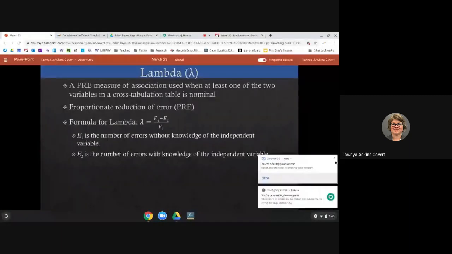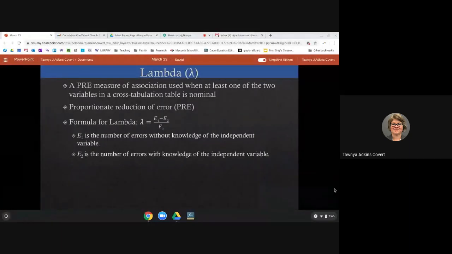Okay, we're back and we're ready to start talking about Lambda. And Lambda is a PRE measure, a proportional reduction of error measure. And it can be used when at least one of the two variables in the crosstab table is nominal, which means that if one of them is ordinal, you can still use it. And that makes it a pretty powerful statistic.